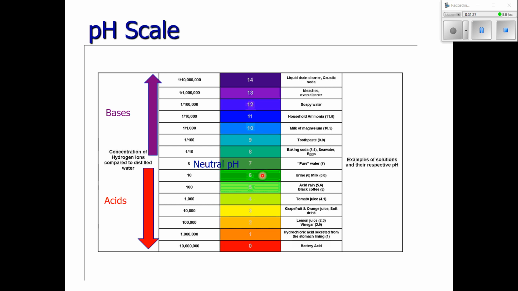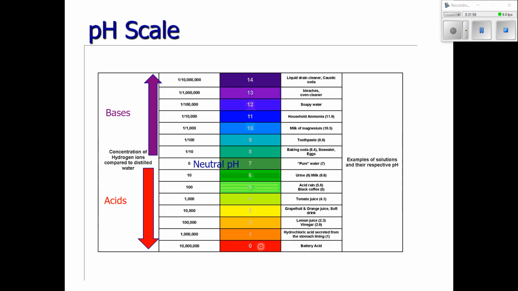Well, from 6 to 5 would be 10 times greater. From 5 to 4 is 10 times greater. So if I go from 6 to 4, that's 10 times 10. It's 100 times greater. Every time you go a whole number, it's 10 times, 100 times, 1,000 times, 10,000. You multiply by 10. So let's do an extreme example.